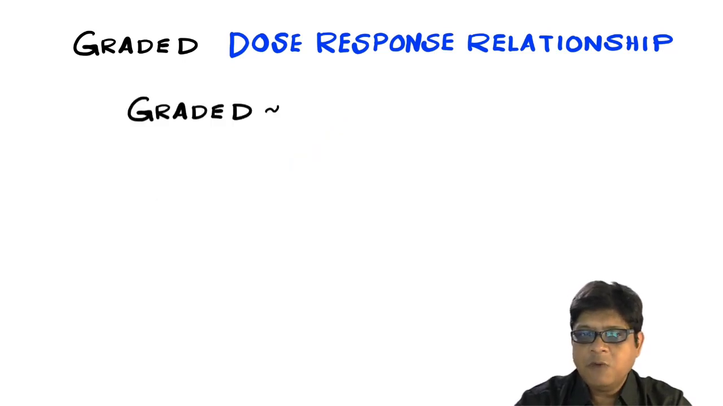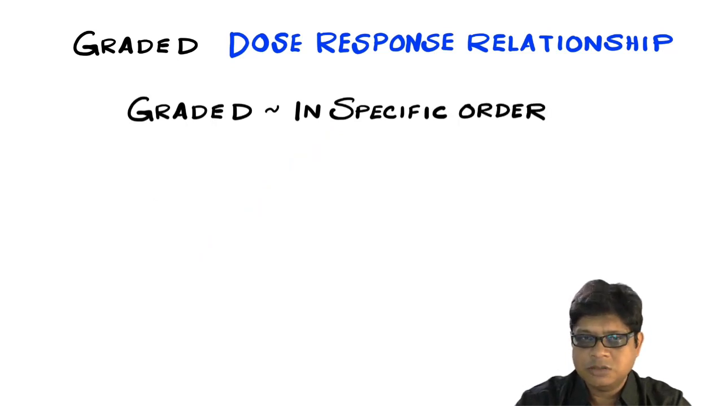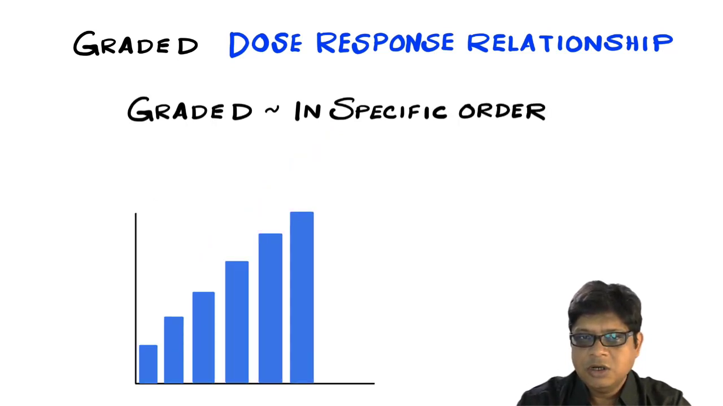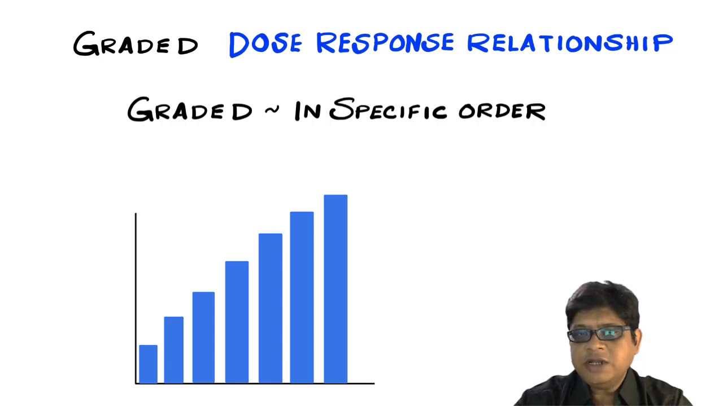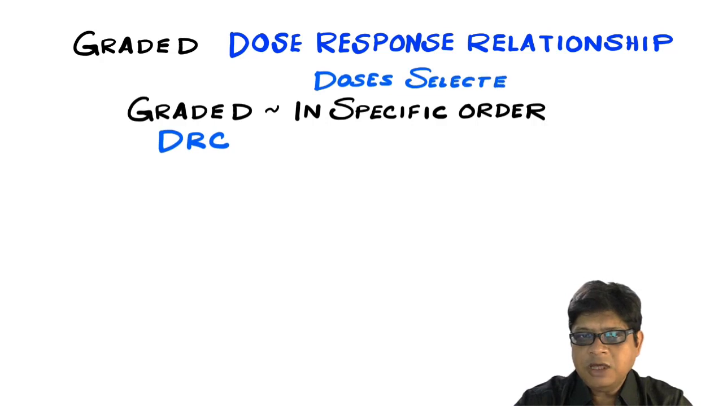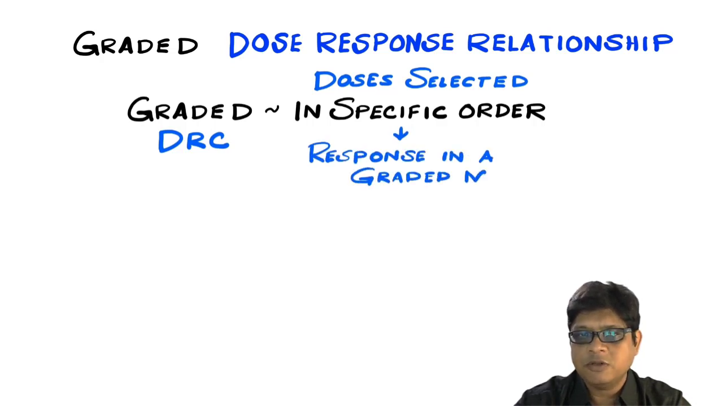Graded means when we are arranging things according to a particular order, most commonly ascending order. So we get a gradation. In a graded dose response curve, we are actually selecting the doses in such an order so that we can get a gradation of responses. We can get responses in a graded manner.